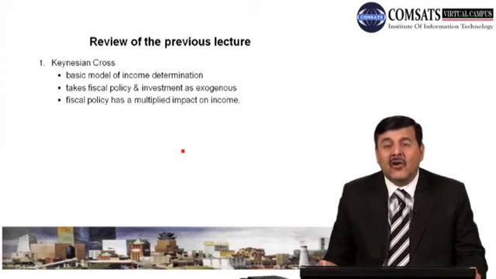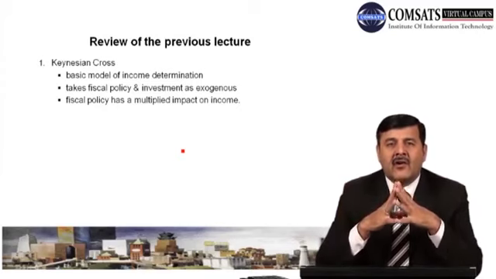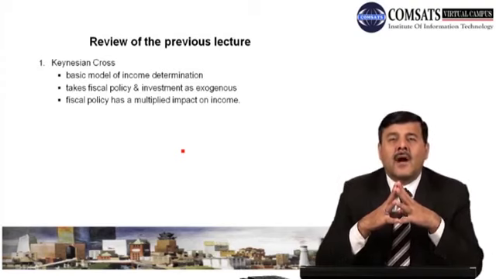But this change in income due to change in taxes is less than the change in income due to change in government purchases. It means what we have learned is that the change in income due to the tax multiplier is less than due to the government purchase multiplier.